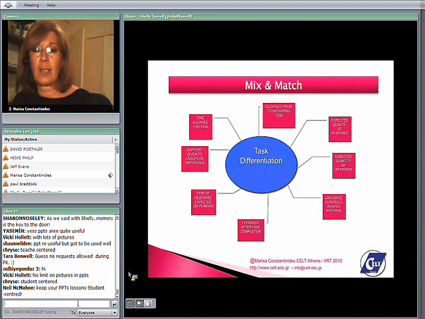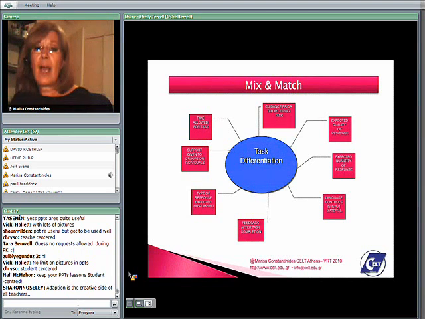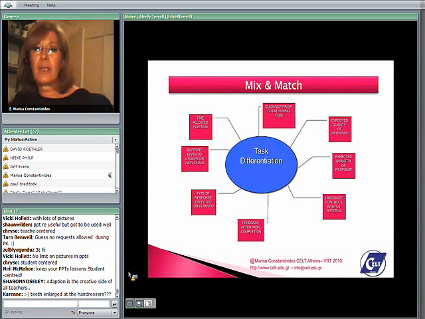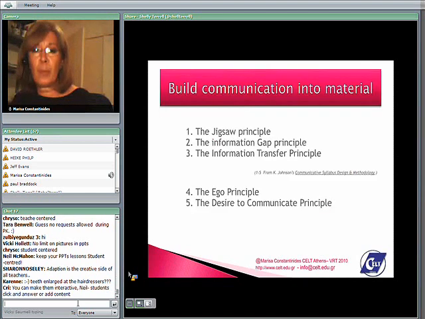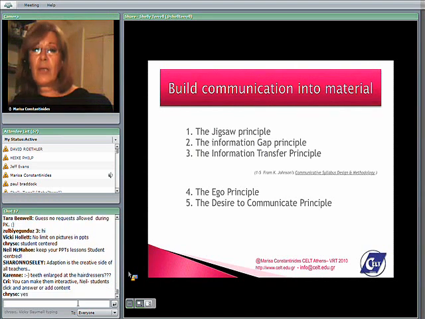Mix and match. Most materials are the same for everyone. And mixed ability classes and mixed ability theory suggests everything different for the different levels. But you can differentiate the way you deal with exercises, the support, the feedback. Build communication into your material. Remember these good old principles. Don't give them all the information. Create information gaps. Create charts, tables, flowcharts, so that the students can exchange information.